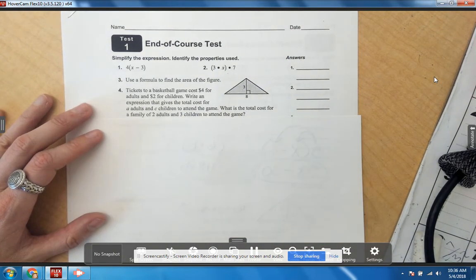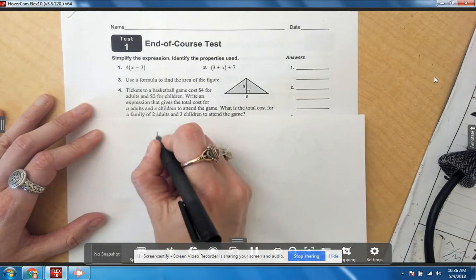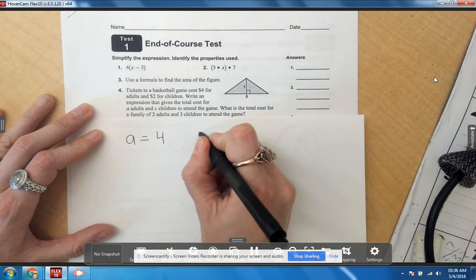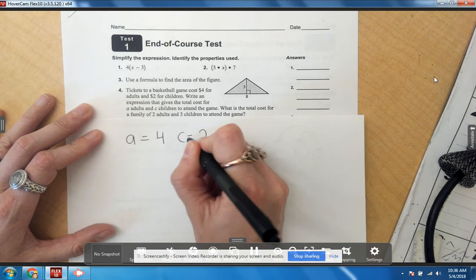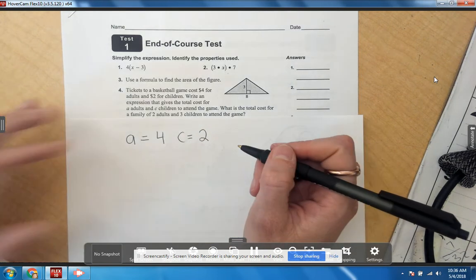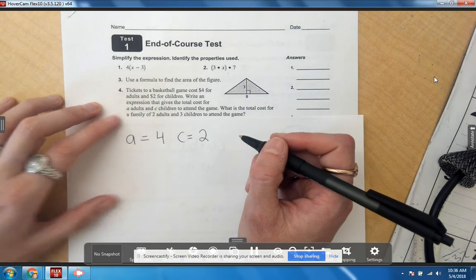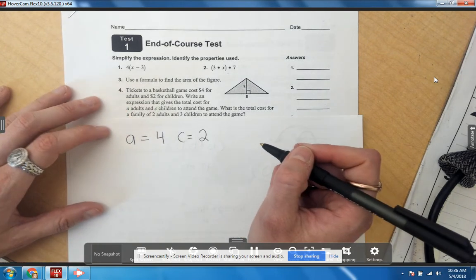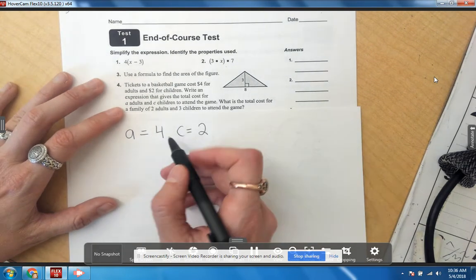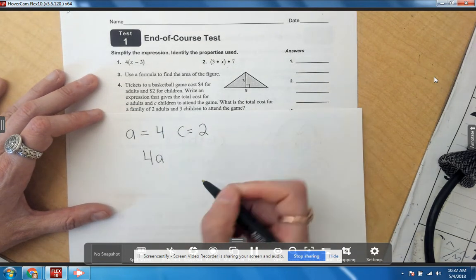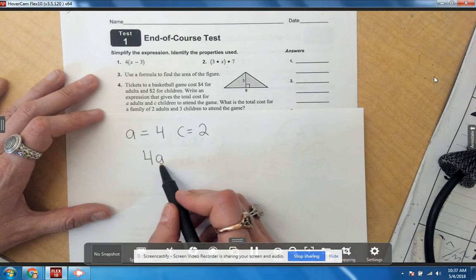Okay, so it says tickets to a basketball game cost $4 for adults. So I'm going to put adults equals $4, and $2 for children. So children equals $2. Write an expression that gives the total cost for A amount of adults and C children to attend the game. So if it's $4 for adults, you would take the 4 and multiply it by however many adults there are, and that would tell you the cost.